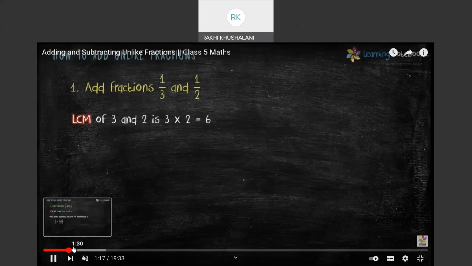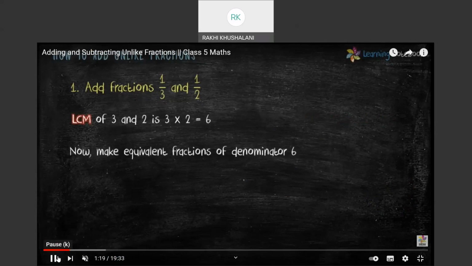Now children, this term least common multiple, in the coming chapter you are going to learn. I introduce this term so that when we go to the next chapter आपको इतना ज़्यादा confusion नहीं होगा.